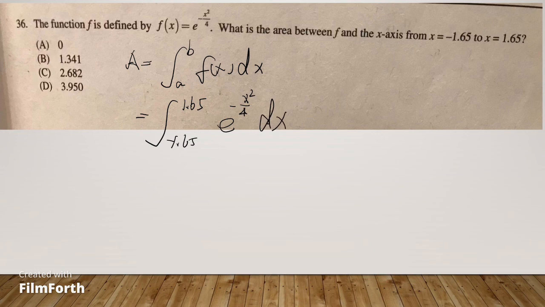Oh, we found this integrand. We can't solve it by mind. So I will have to use a calculator. So by using calculator, we get the value is 2.682. So the answer is C.